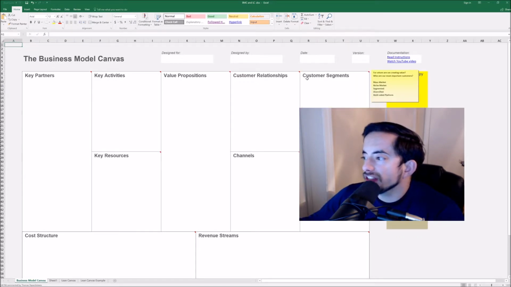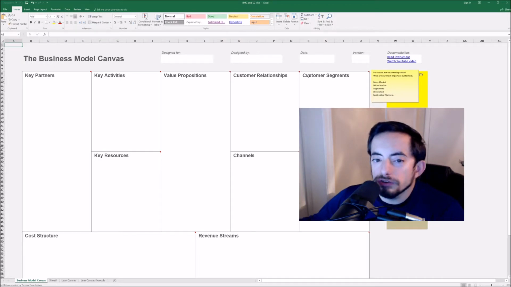The next section is the customer segments. Now, we'll get into this in another video, but just to give a general idea of what we're talking about here, this is going to be the section in which you specifically target your customers. Now, the type of customer that you're trying to get is solely dependent upon what you're selling and who you're trying to sell it to.